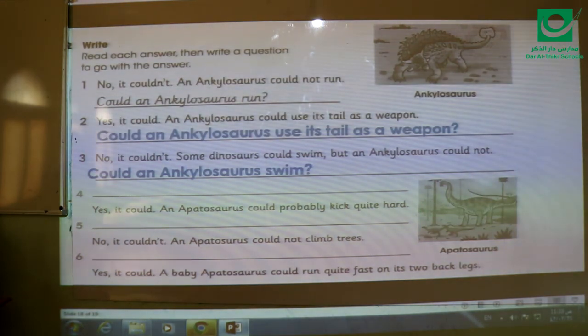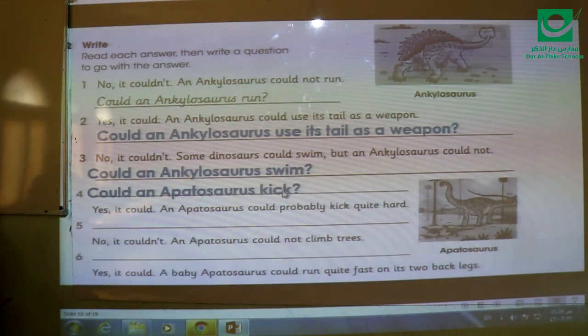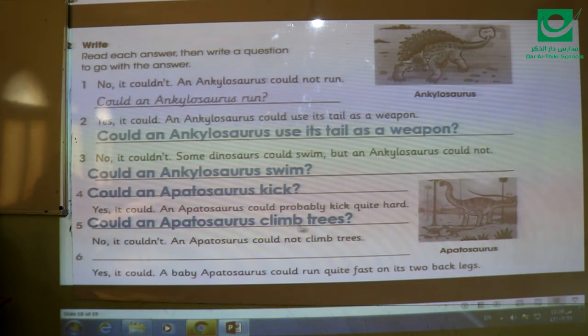Okay, sentence number 4, yes, it could. An Apatosaurus could probably kick quite hard. The question will be, could an Apatosaurus kick? Sentence number 5, no, it couldn't. An Apatosaurus couldn't climb trees. The question will be, could an Apatosaurus climb trees? Okay, the last question, yes, it could. A baby Apatosaurus could run quite fast on its 2 back legs. The question will be, could a baby Apatosaurus run?